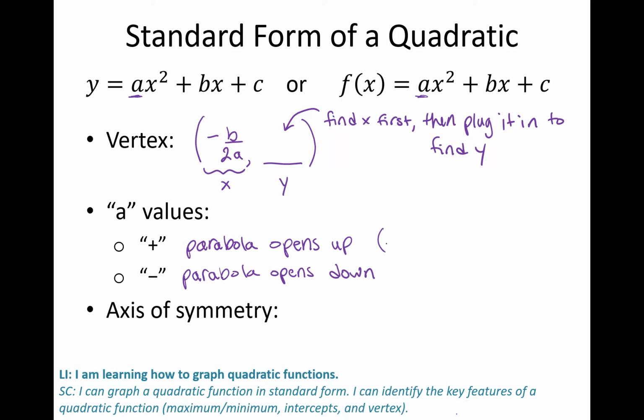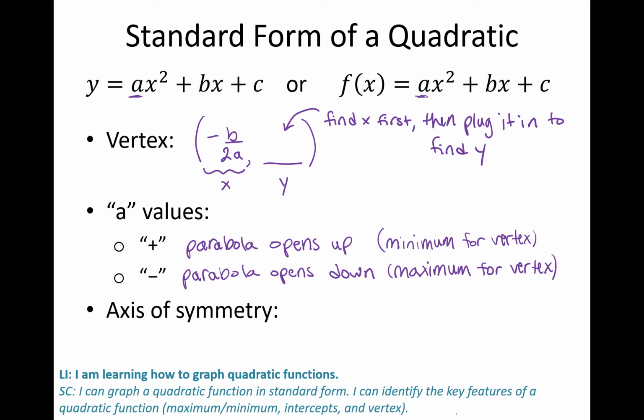Also, things to keep in mind, before we get to axis of symmetry: if the parabola opens up, that means we have a minimum for our vertex. And if the parabola opens down, that means we have a maximum for the vertex.